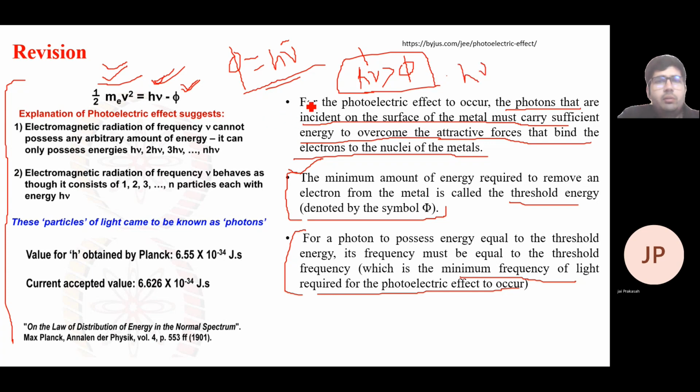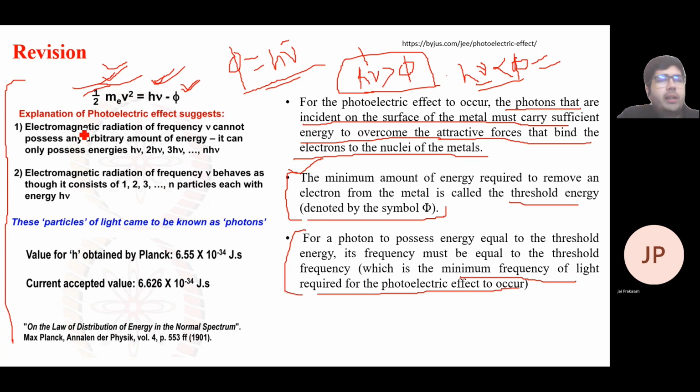If h nu is less than phi, this cannot have a negative value, so that cannot be possible. So the photoelectric effect will not occur, because the energy of the photon is less than the required minimum energy phi. If the impinging energy is not equal to or greater than phi, there will be no photoelectric effect.